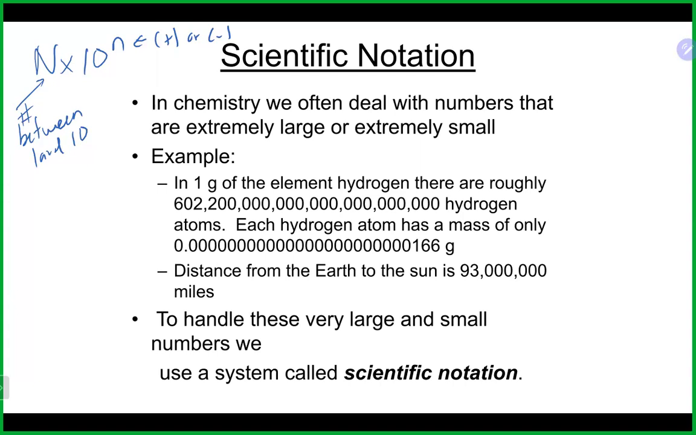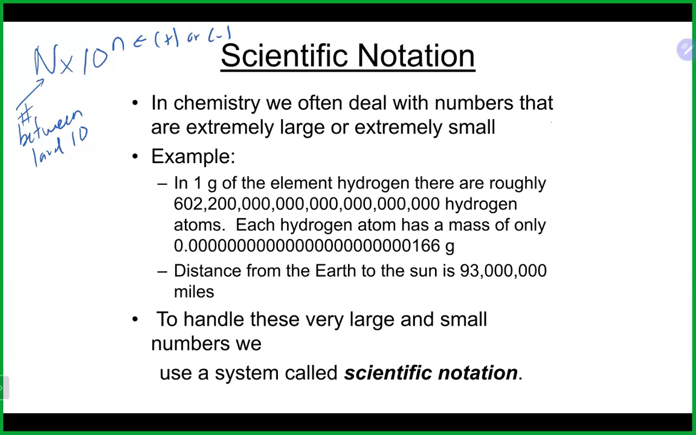We use it for really large numbers or really small numbers. As you can see there, the mass of a hydrogen atom is 0.000... I lost track of the zeros already. And the distance to the sun is like 93,000,000. So you can imagine, if you kept all those zeros, either a really small number or a really large number, and you're trying to do some type of calculation, you most likely will lose some numbers along the way. So that's really where scientific notation is helpful.